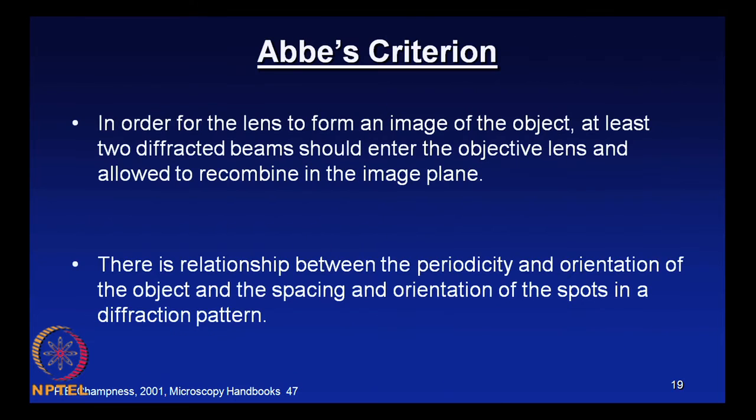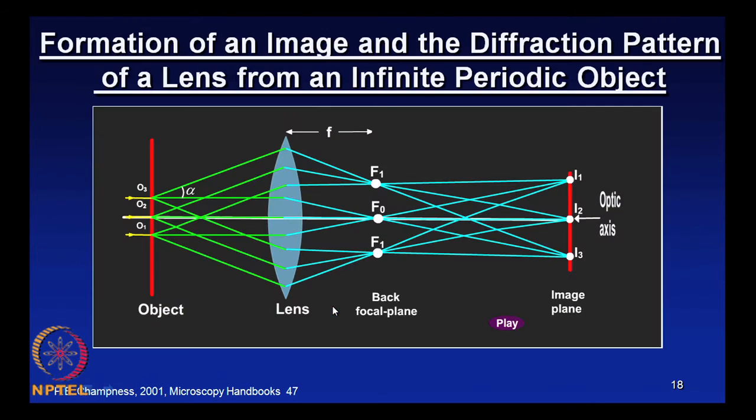So that is valid. Another important point is that there is a relationship between the periodicity and orientation of the object and the spacing and the orientation of the spots in the diffraction pattern. Let us go back and see again. I just mentioned in the last class, the diffraction pattern is forming in the back focal plane, and this is a transmitted spot F0, and F1 and F1 dash are diffracted spots.